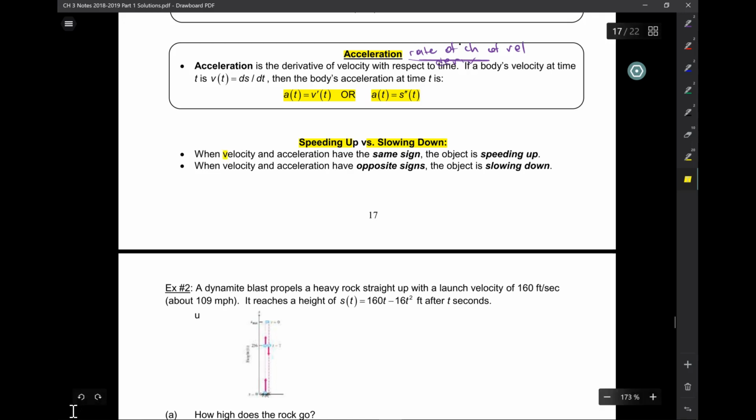Right, so when velocity and acceleration have the same sign, you're speeding up. When velocity and acceleration have opposite signs, you're slowing down. Okay? All right.